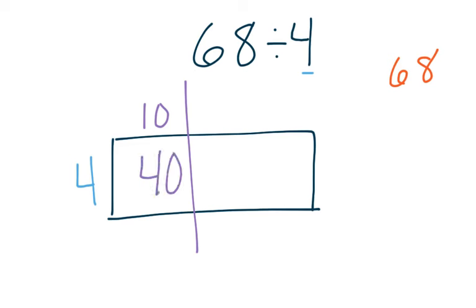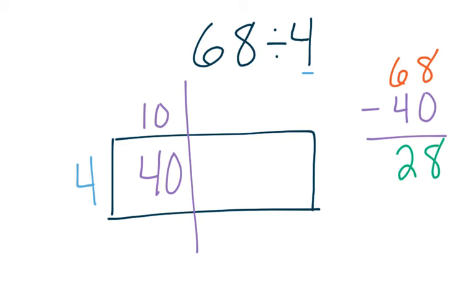I'm going to take this product and subtract it from my whole. My 68 represents my whole. So I'm going to take that piece and subtract it from my whole. This leaves me with 28. Now what I need to do is think, does 4 times anything that I know give me 28? Well, I know that 4 times 5 gives me 20. Maybe I don't know what gives me 28. So I'm going to start with 5.